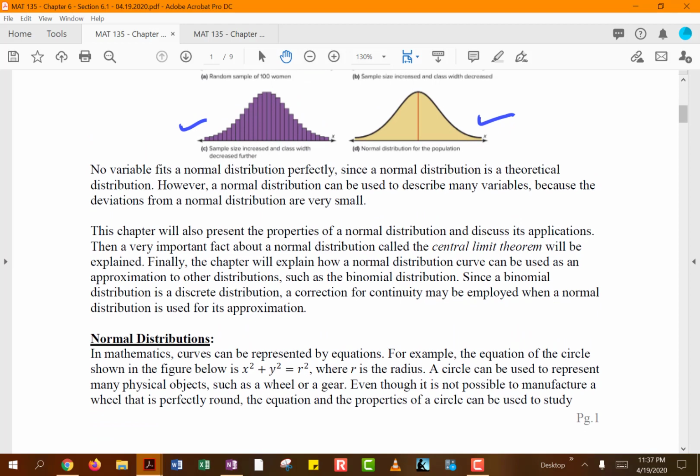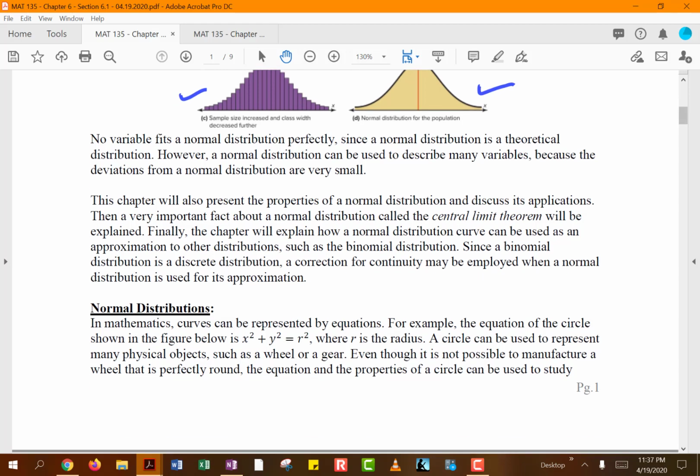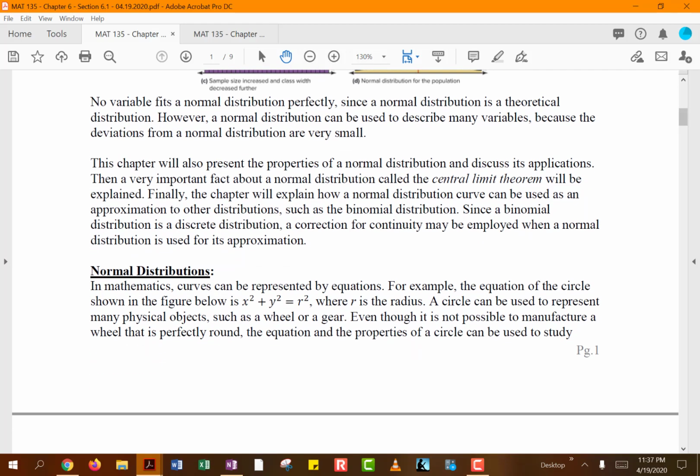Now basically, this is a theoretical curve, a theoretical distribution, so no variable is going to fit this exactly, but of course we can still use this idea of a normal distribution to help us describe a lot of these variables, and you can read some of that in here.